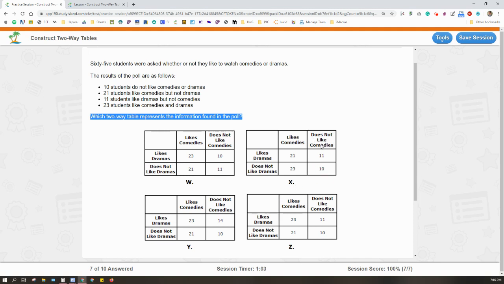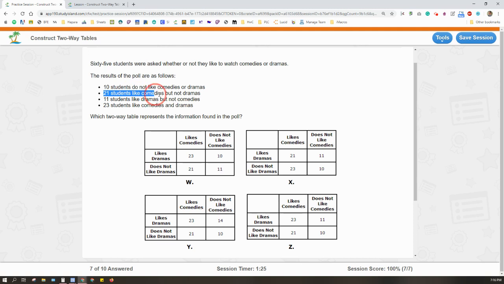10 does not like comedies, does not like dramas. There's a 10 there. Check the other ones just in case. Y also has a 10 there, so it's a possible option. And Z has a 10 there, also a possible option. So 3 of these 4 tables fit the first requirement for this problem, that 10 students do not like comedies or dramas. The next requirement we can check.